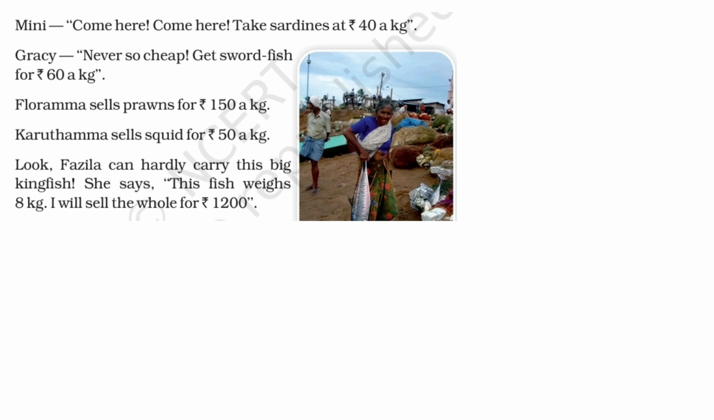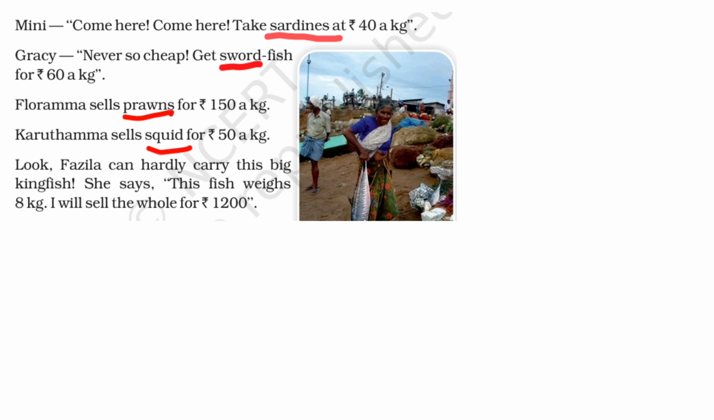So we have four fisherwomen: Minnie, Grace, Florama and Karuthamma. Minnie is shouting, come here, come here. Take sardines at rupees 40 a kg. Grace says, never so cheap. Get swordfish for rupees 60. Florama sells prawns for 150 a kg. Karuthamma sells squid for 50 a kg.